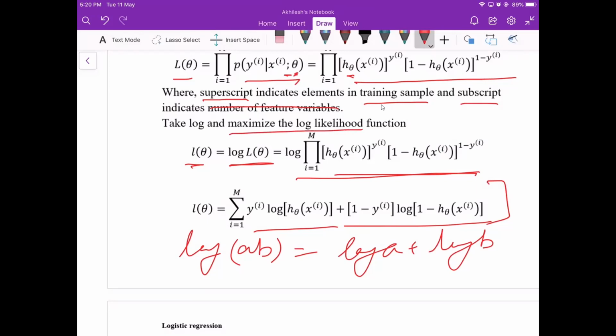So we have to maximize this log likelihood function and find out the theta, all the coefficients. This is what we need. So we will maximize this log likelihood function and find it. It means we need to find all the coefficients theta in such a way as to maximize this log likelihood.